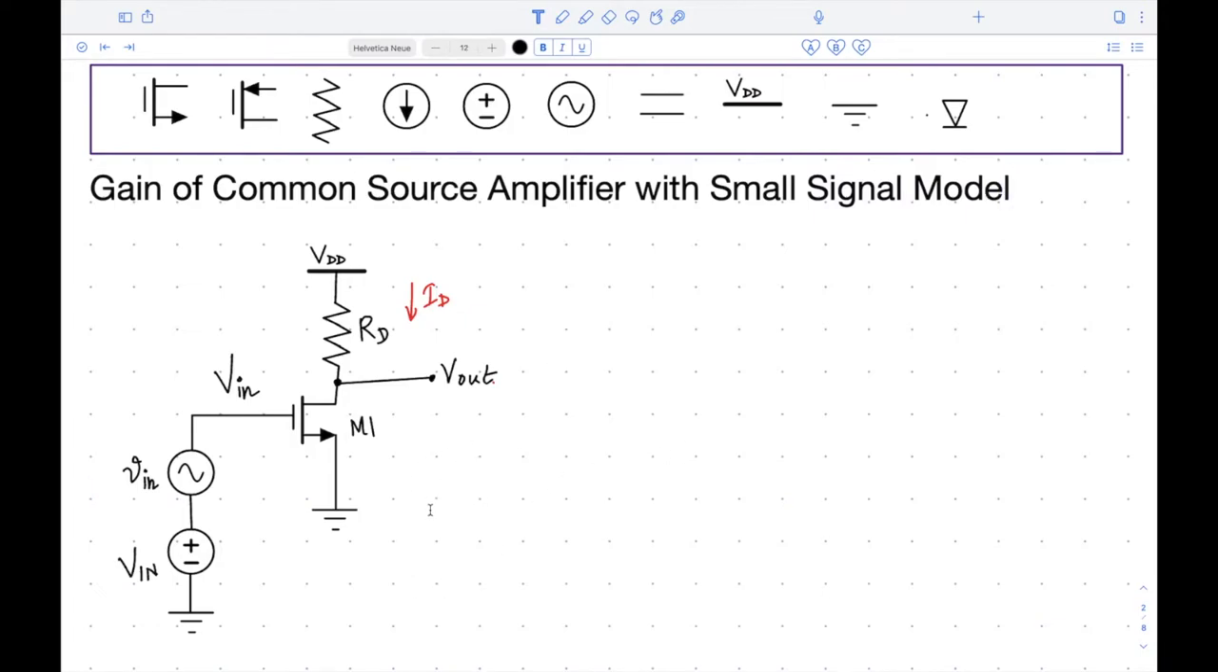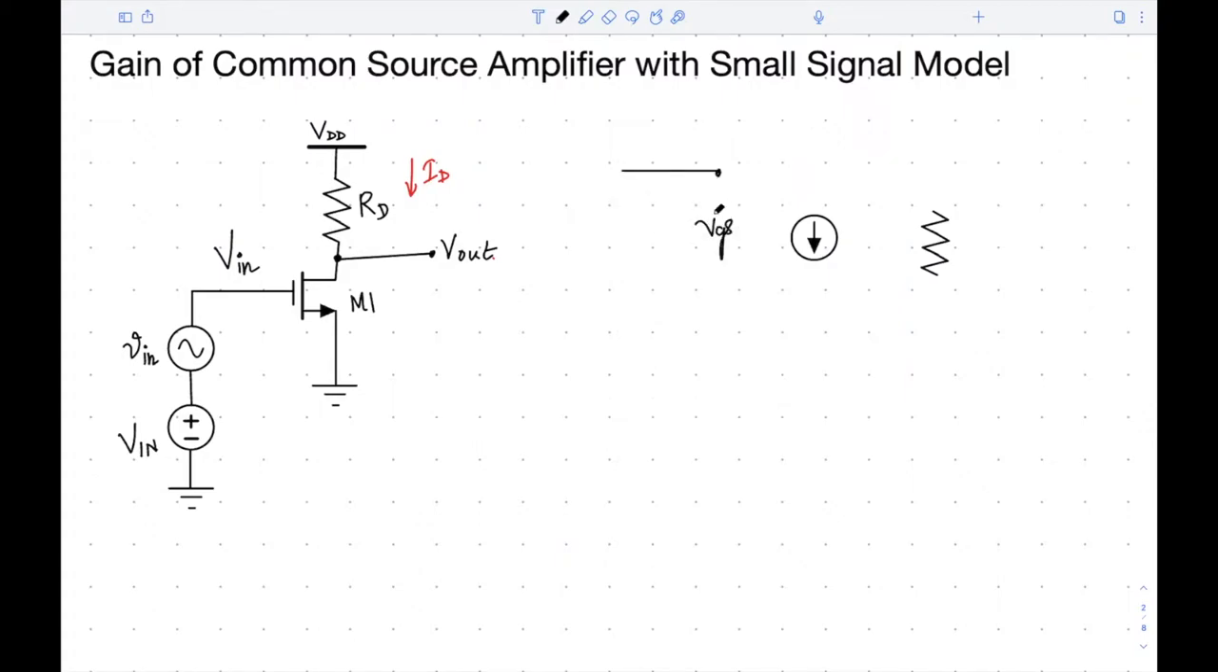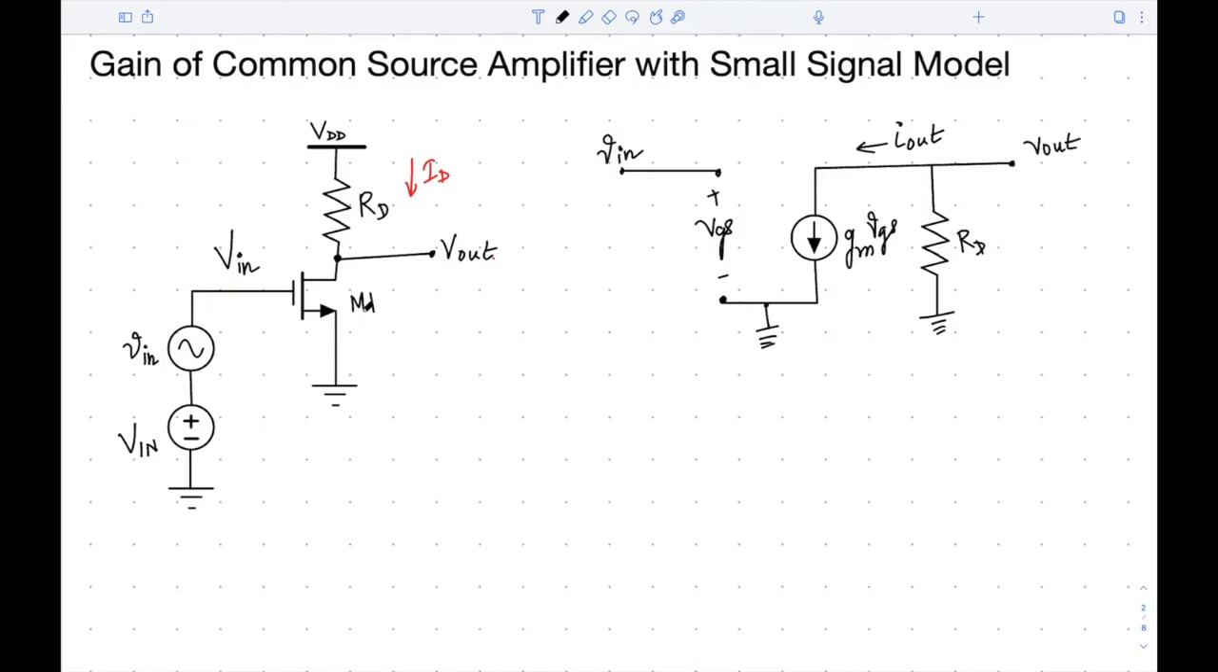So let's draw the small signal model of this common source amplifier. Okay, this is the small signal model of this amplifier. The source is grounded. So this is my Vin, and this is my gm Vgs. This is the transconductance, and of course this is my load resistance RD, and this is my V out, and of course I can write this current I out this side. Of course here also I am neglecting RO. In the next analysis we will include RO and see how the gain varies with RO.